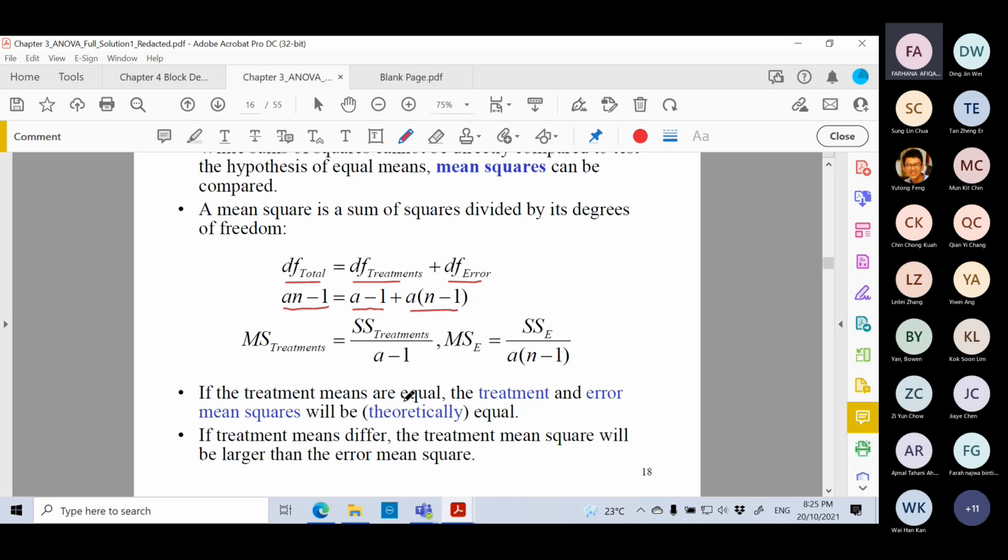If the treatment means are equal, the treatment and the error mean square will be theoretically equal. If the treatment means differ, then the treatment mean square will be larger than the error mean square. So if there is a difference, we expect the mean square for treatment to be larger than this one. But how large is considered a difference? Then we need some benchmark. So we need to know what is a suitable distribution for it.